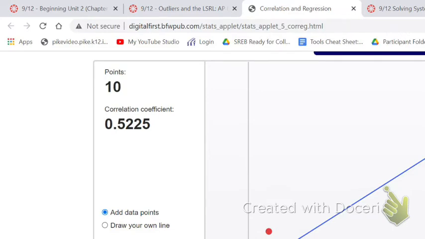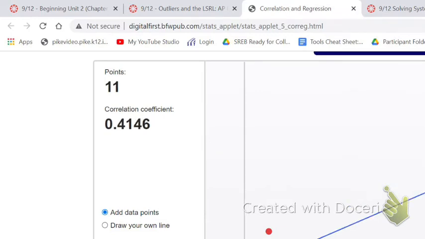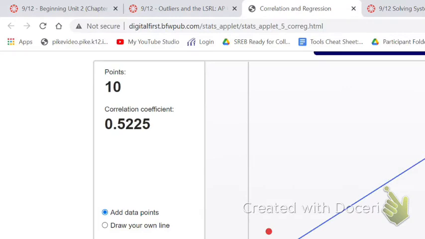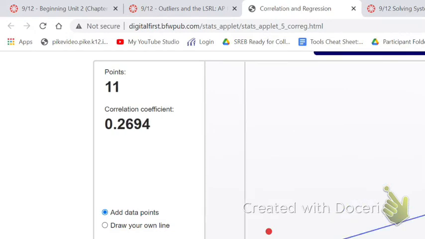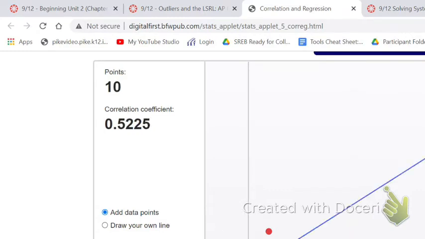What about if I add it to the far left over here? What happens to my slope? What happens to my overall slope? Increase or decrease? Decrease. What about my y-intercept? Increase. What happens to my correlation coefficient? Decreased. So slope decreases, y-intercept increases, correlation coefficient decreases.